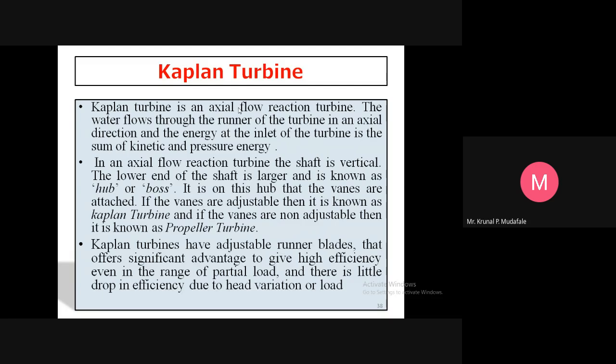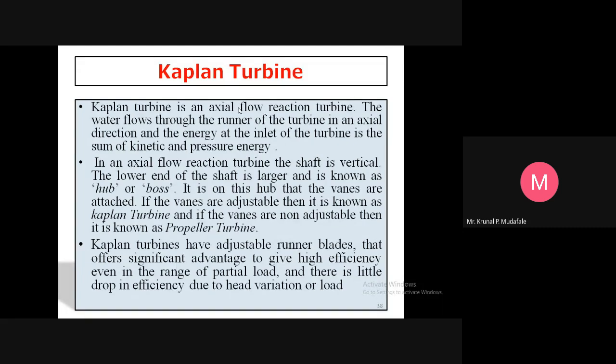Just like the Francis turbine. The Francis turbine is a mixed type. Mixed type means what? कि रेडियली आता है और एक्चुअली जाता है, that is called the mixed type of reaction turbine. But in terms of the Kaplan turbine, it is an axial flow direction, an axial flow reaction turbine. The water flows through the runner of the turbine in an axial direction. Axial means parallel to the axis. Axis means जो भी shaft है उसके parallel में रहेगा.